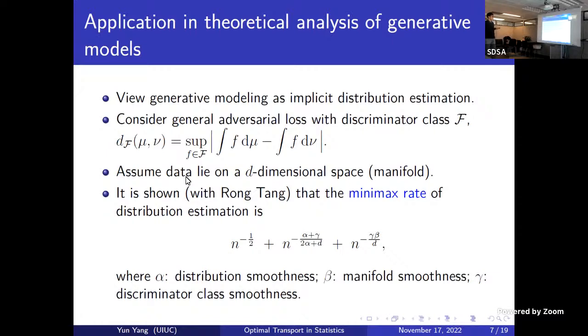But in practice, we don't know what the low dimensional structures are. Usually there's a field called manifold learning, where you are trying to learn this space. So this is why we have the third term, which can be interpreted as the risk paid for not knowing this space. So we have to pay extra risk in terms of estimating this space. And this rate depends on multiple characteristics, including the smoothness level of the underlying distribution, the manifold smoothness, and the smoothness corresponding to your discriminator class defining this adversarial loss. If it is the Lipschitz class, then this gamma will be one.